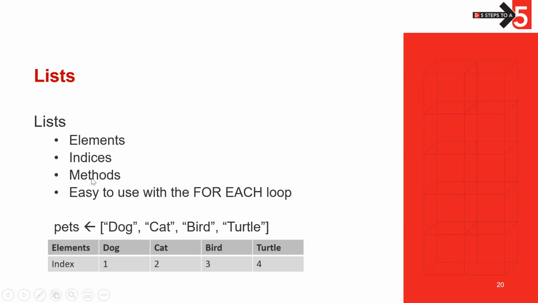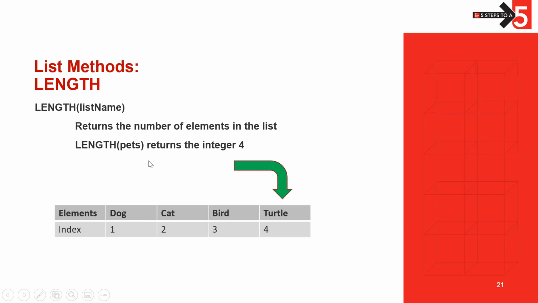There are methods that you're responsible for knowing to use with lists, and we'll go over those: the append, the insert, the remove, and the length. And then lists were made to use with the for each loop. It makes it very simple. You never have to worry about starting or stopping an infinite loop or anything like that. The for each loop is going to take care of that for you.